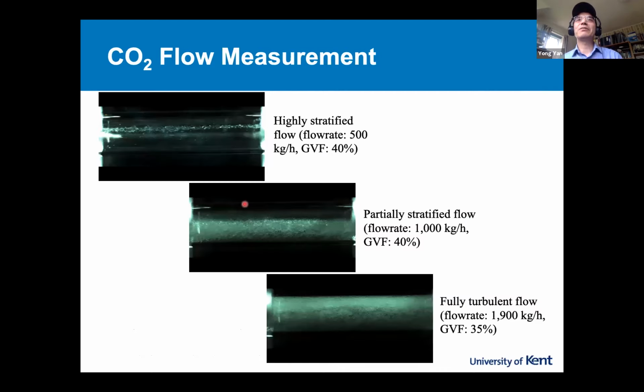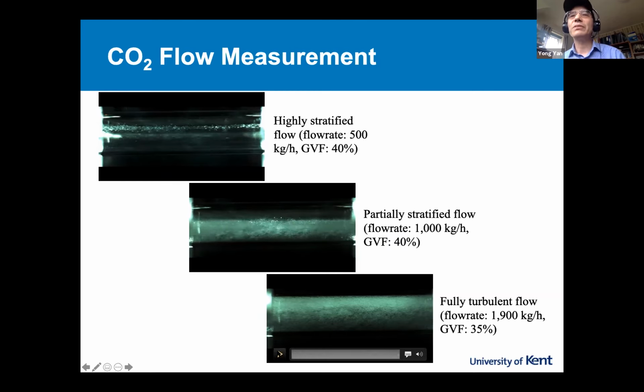And I'd like to show you some video clips to show what proper CO2 flow is under CCS conditions. So this is a highly stratified flow, and you can see a low flow rate at 40% gas volume fraction. The flow is highly stratified, with liquid at the lower level in the horizontal flow. In this one, we double the flow rate, and you can see CO2 bubbles within the liquid CO2 on the lower level of the pipe. And also, you can see the gas phase on the top.